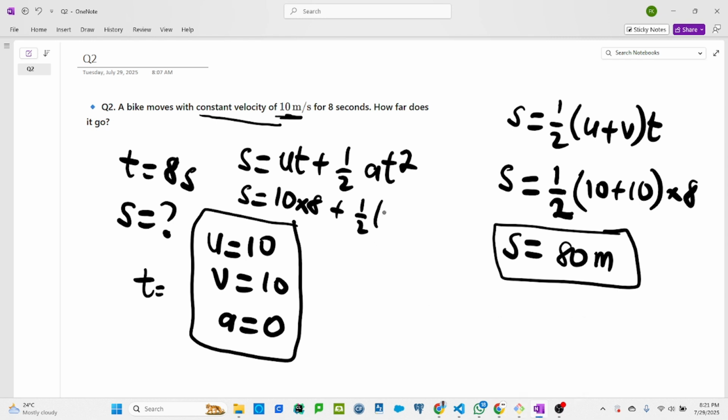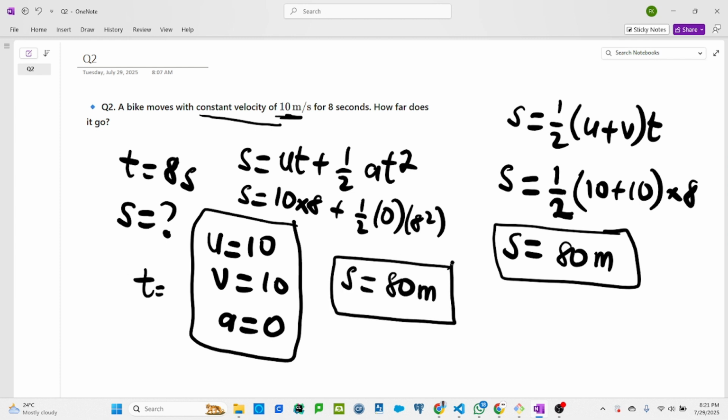So 0 times T squared, which is 8 squared. So 0 times any number is 0. So S is also going to be 80 meters. Right? You see the two of them give you the equation. So you can go about this method, the external equation, or you can still use the internal equation that we've learned. Are we fine?